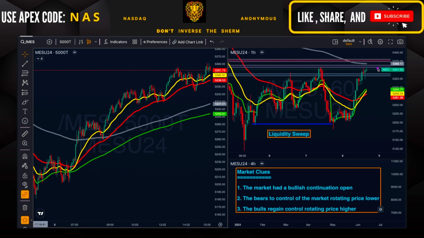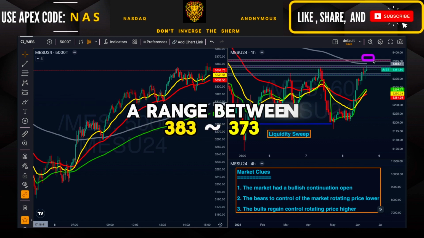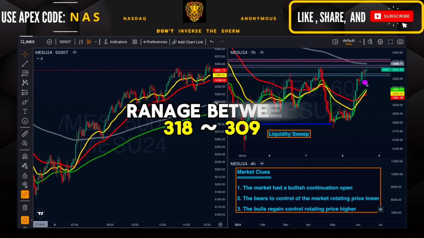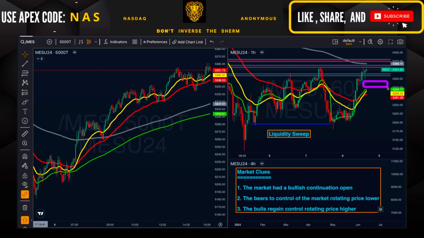I do expect that we should see a retracement on the ES. However, if we do see price continue to trade to the upside, I'm going to be looking for price to reject in a range between 383 and 373. Here, I expect the bears to come in and sell price down. If the bears are successful in selling at this range, I'll be looking for the bulls to step back in at a range between 318 and 309. This is where I believe that if the bulls fail to protect this range, we can expect more room to the downside. Now, we do have these EMAs sitting between 290 and 281.